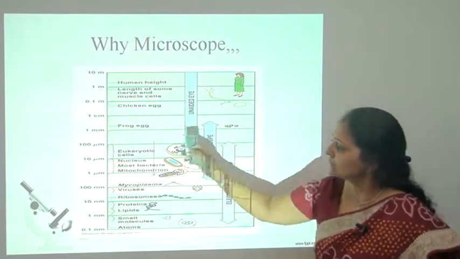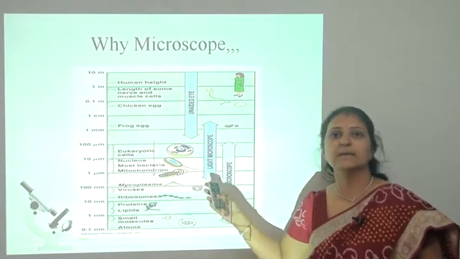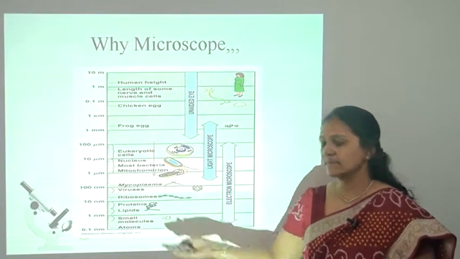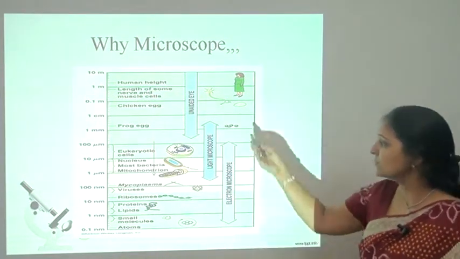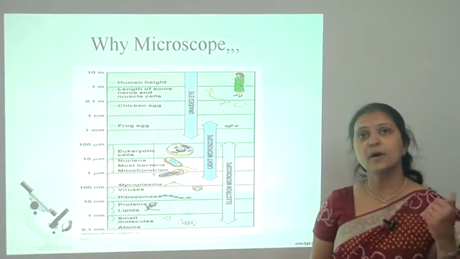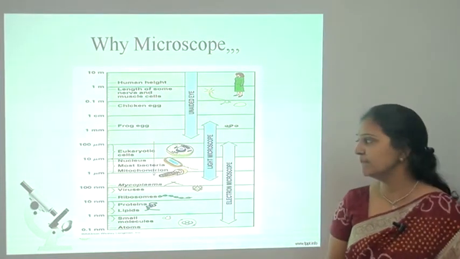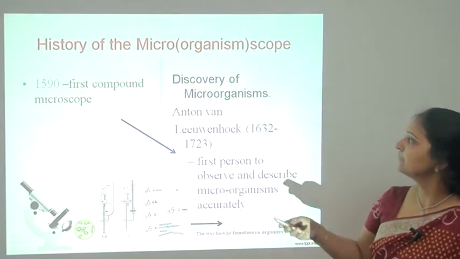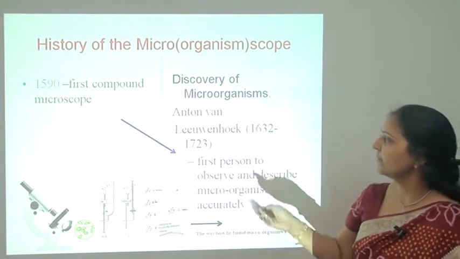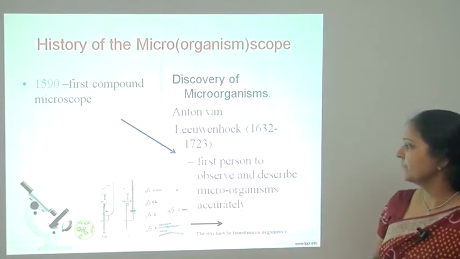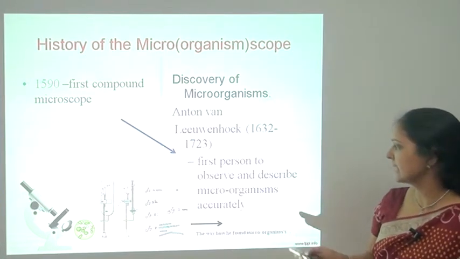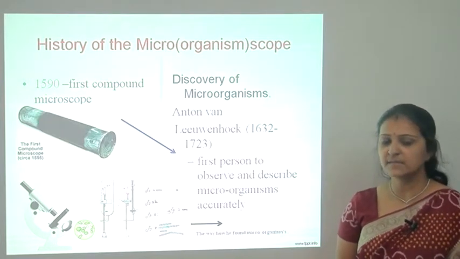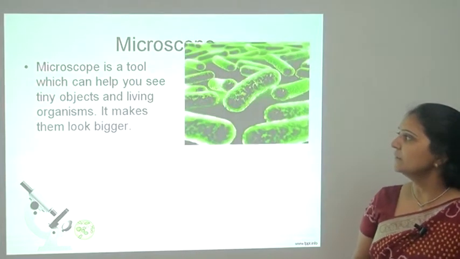So, because of this, we require the microscope to study the eukaryotic cell, to study mycoplasma, and to study viruses. So a microscope is required to study tiny objects which cannot be seen by the naked eye. The discovery of the microscope was done by Antoni van Leeuwenhoek, the first person who observed and described microorganisms accurately. In 1590, the first compound microscope was observed.